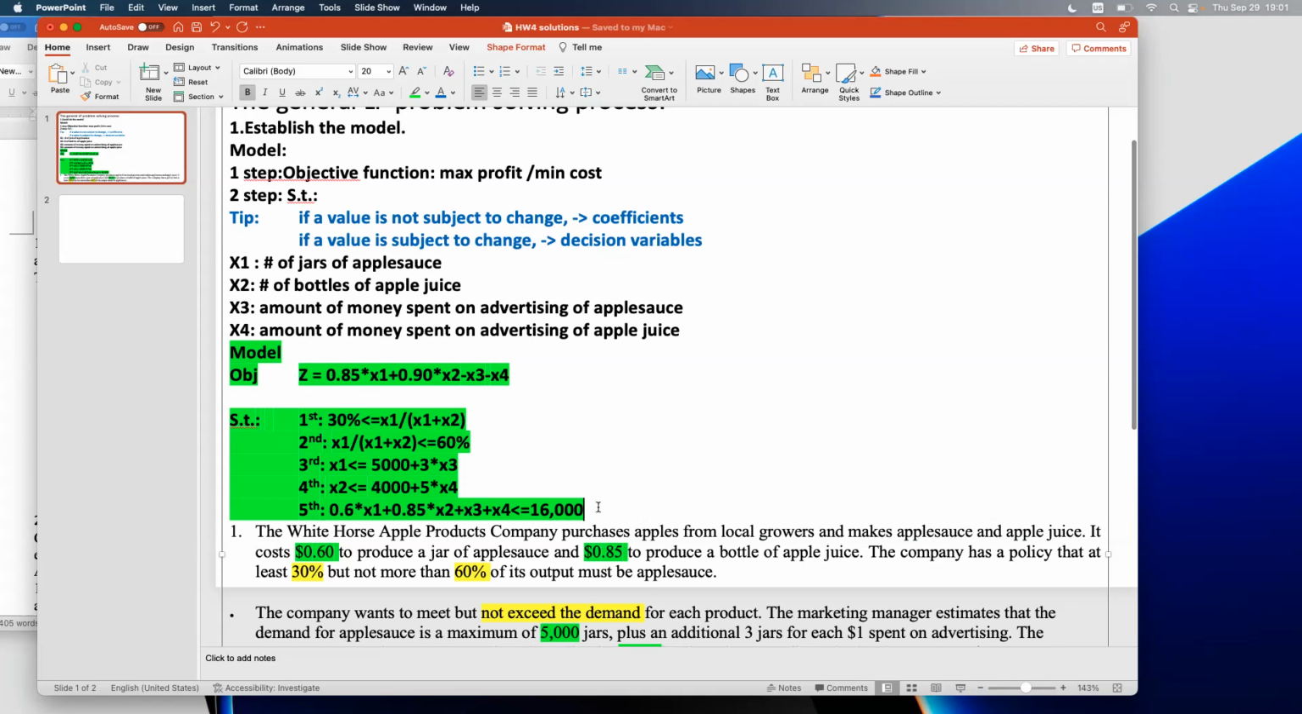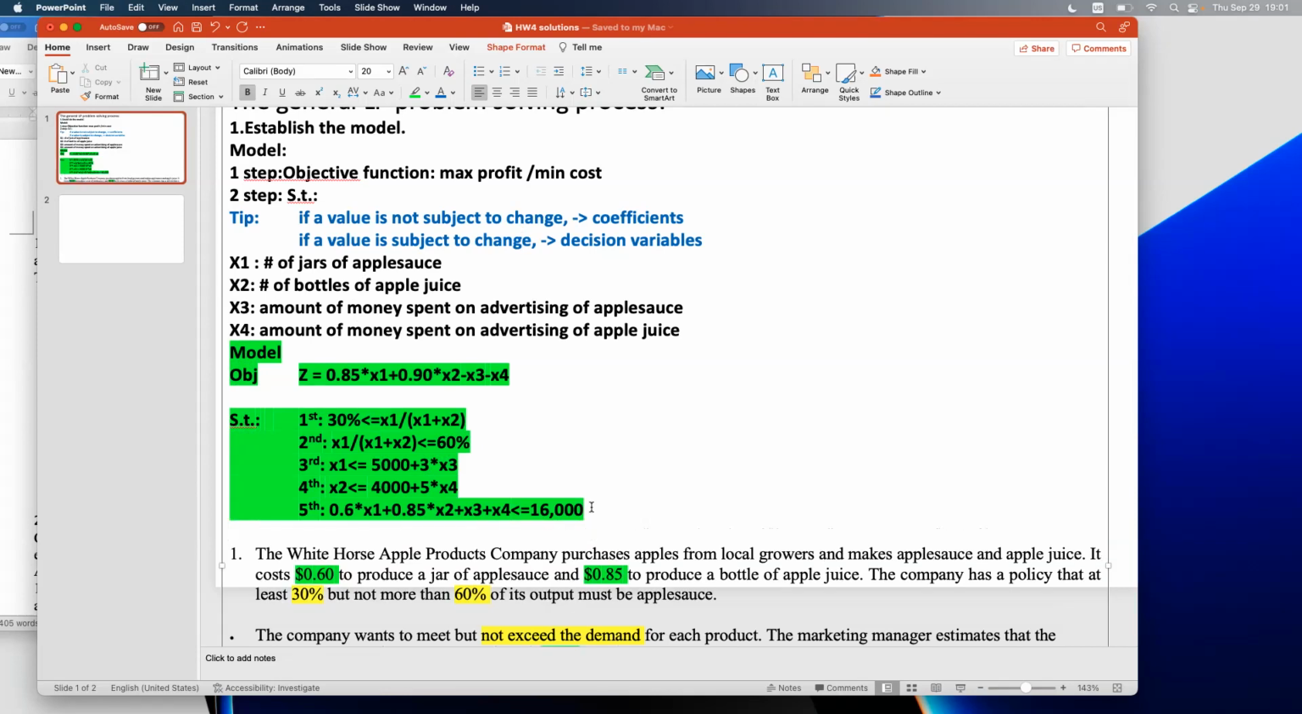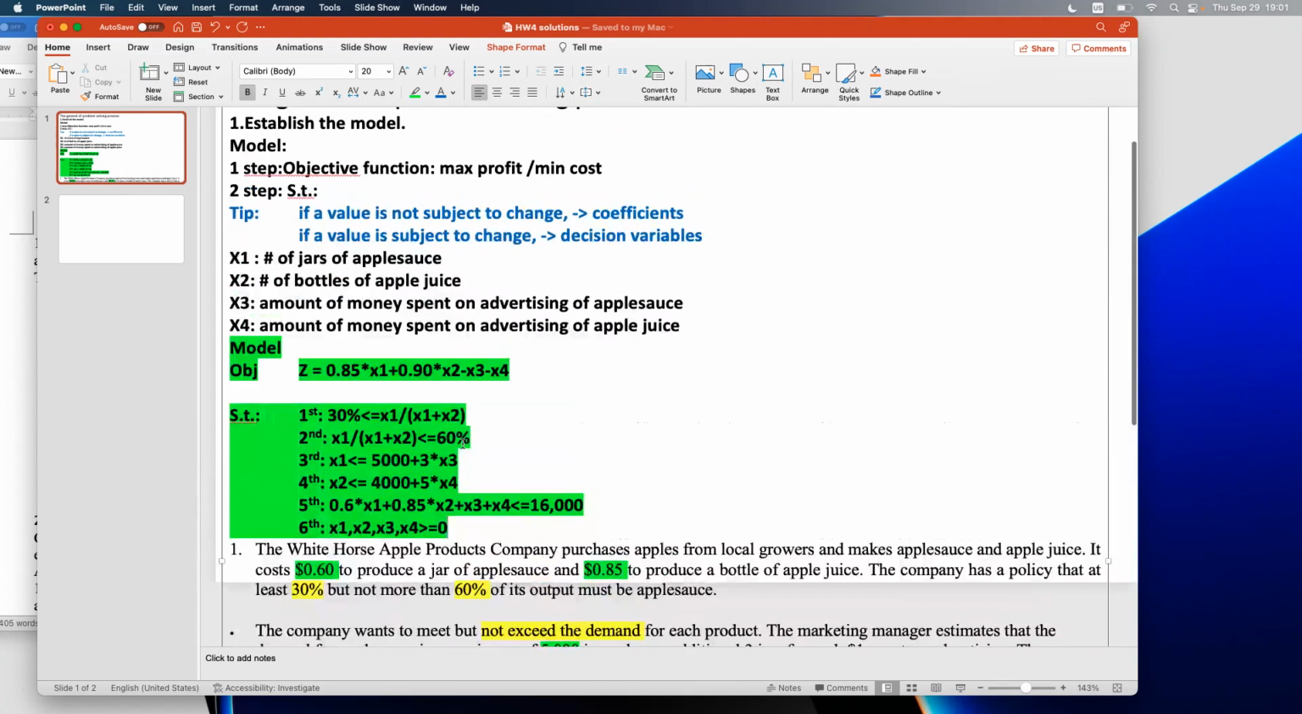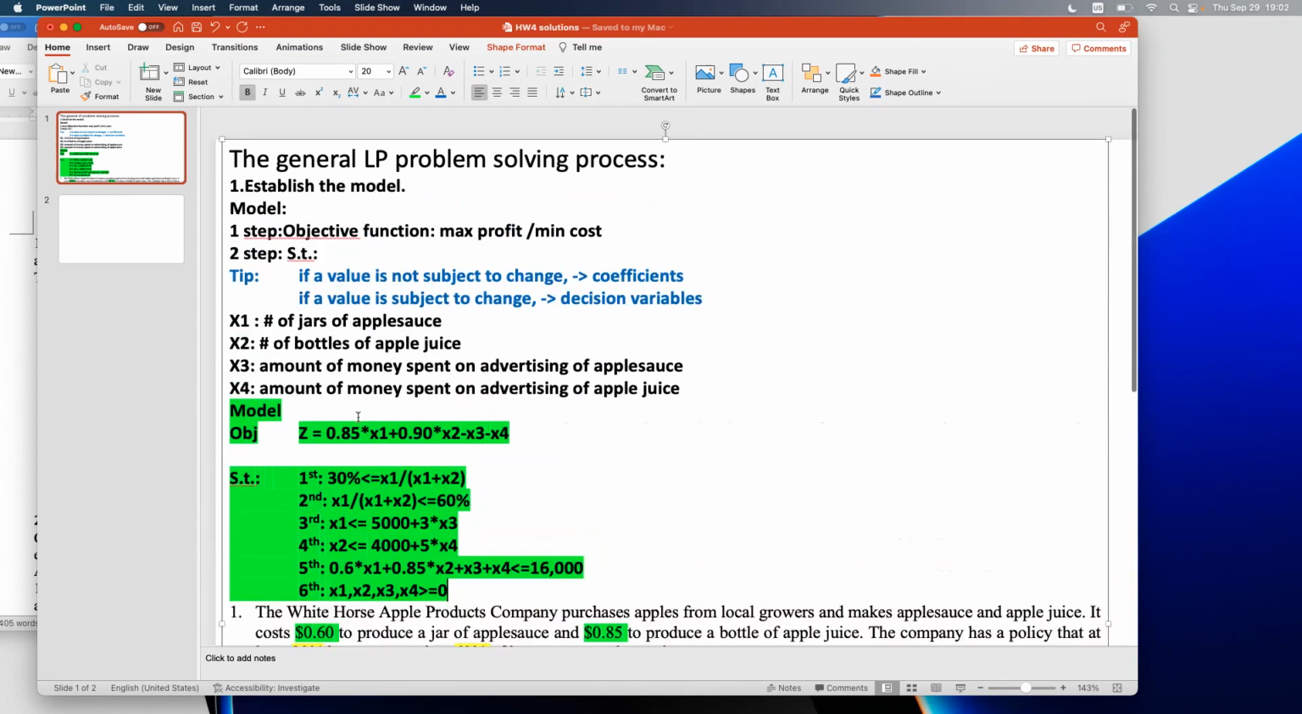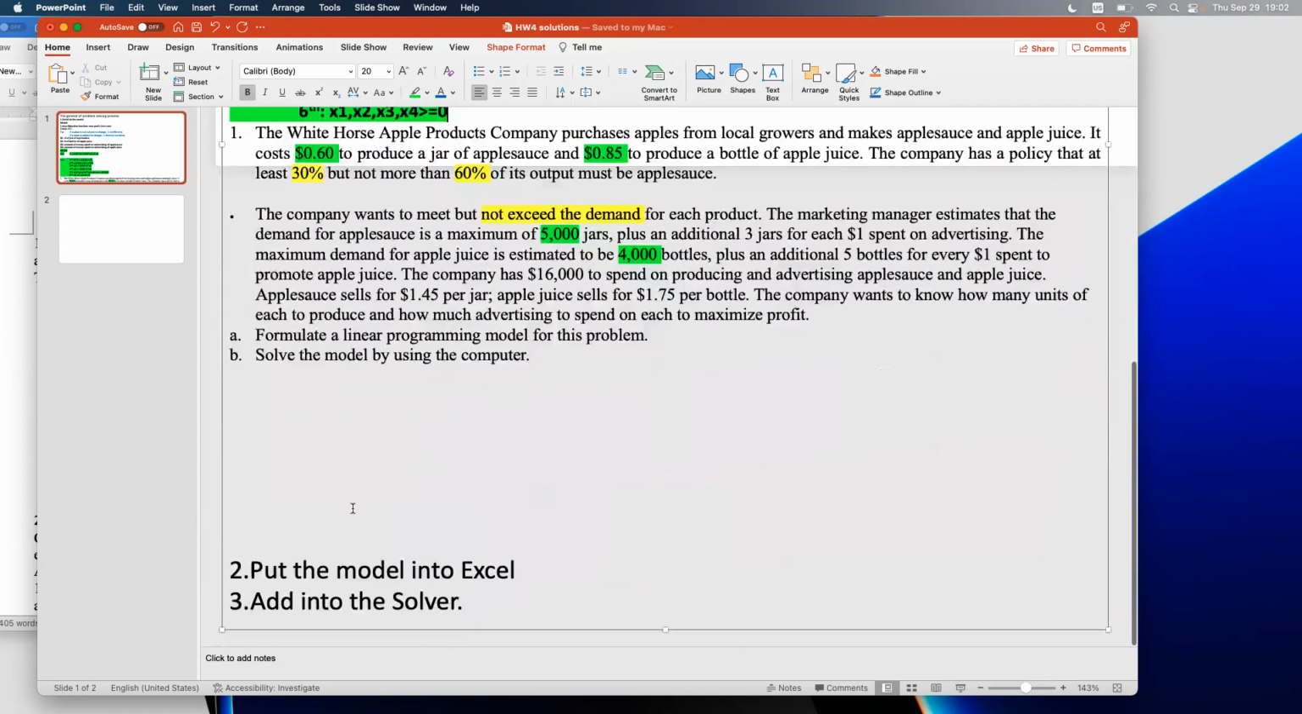And so that's the first step. We have got our module. And actually, we should put six constraints. So x1, x2, x3, x4 shall all be greater or equal to 0. So that's the complete module. So the first step, we have established the module, and second step, we put the module into Excel.